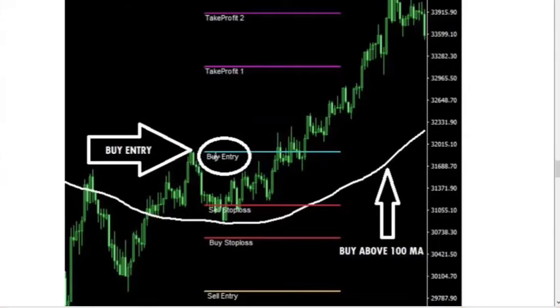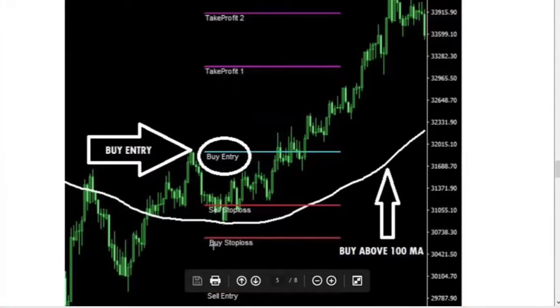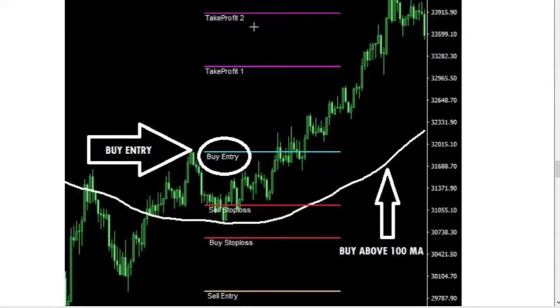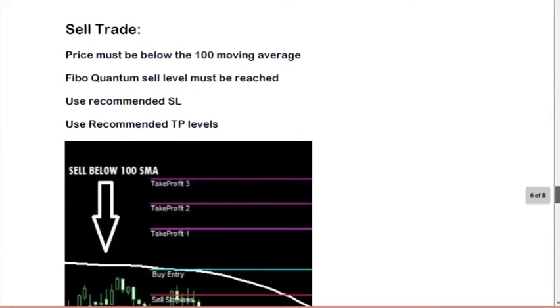All right. And then you'd open up a buy, and then obviously you need to put in a stop loss and a take profit. So if you're buying, you put your stop loss where it says buy stop loss. That's where you put your stop loss. And then you put your take profit where it says profit 1, 2, or 3. So each time the system gives you a stop loss, and it also gives you take profit levels. Okay. So for each buy entry or for each sell entry, you're given stop loss levels and take profit levels.